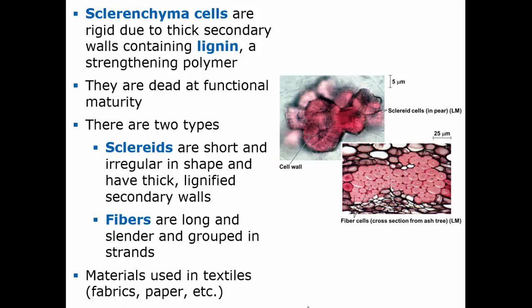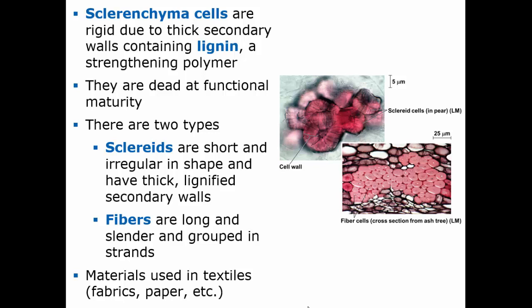Fibers, as you might expect based on the name, are much longer and slender. They can be grouped in strands and can provide tough, strong material with the ability to hold together even if a lot of pulling force is placed upon the plant. This tensile strength means that a lot of the plant materials involved in textiles, like fabric, paper, and rope, contain a large concentration of fibers.